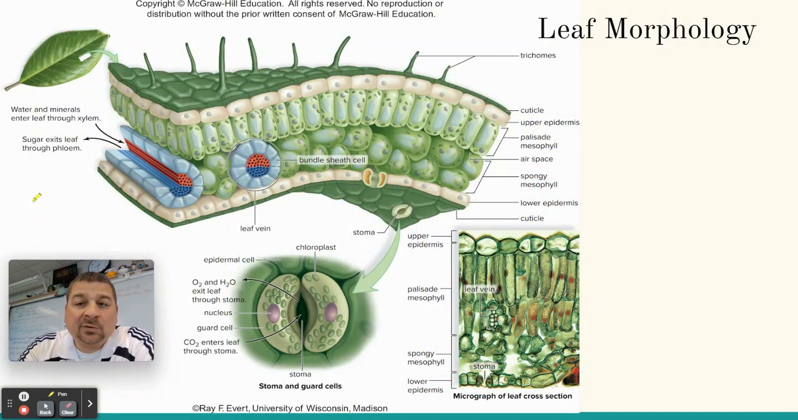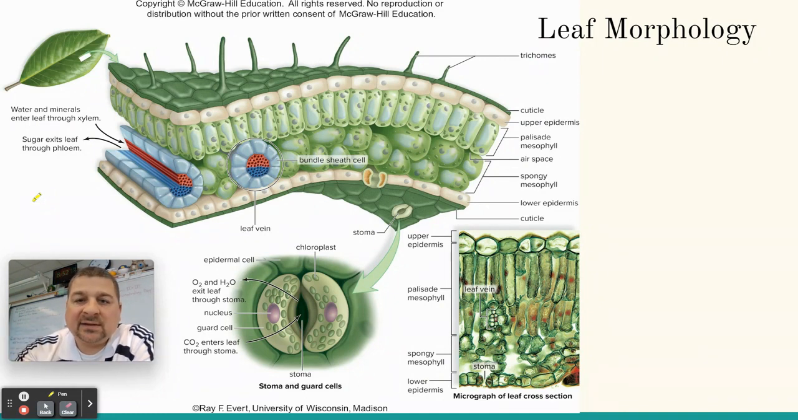When we look at the cross-section of a leaf, its morphology or leaf anatomy, I'm going to work from the outside in. I didn't put a lot of typing on the slide other than the big diagram from your book. That should go on your plant posters.